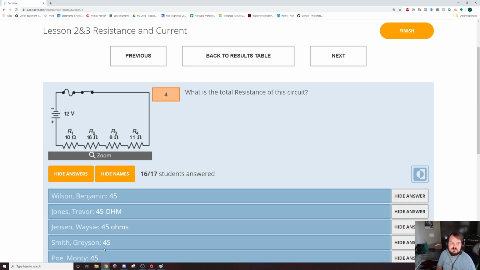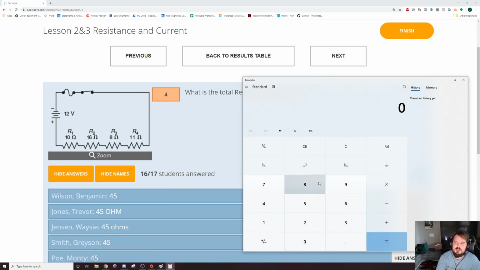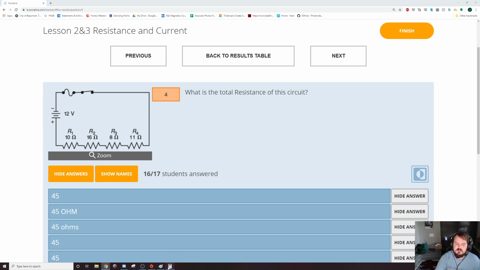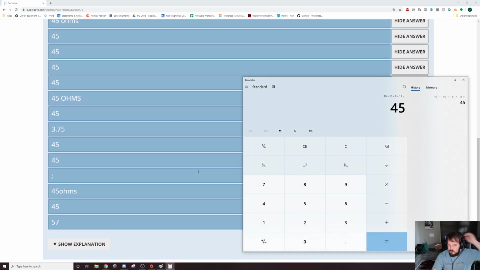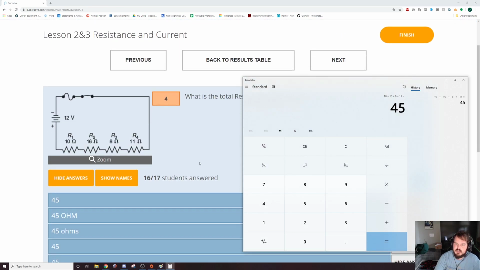12 volts was the total resistance of this circuit. So, this one's pretty easy. 10 plus 16 plus 8 plus 11. Not 12. Let's pull up. So we got 10 plus 16 plus 8 plus... That's 45. Let's hide the names. Protect the innocent. So 45. They just add up to the total.